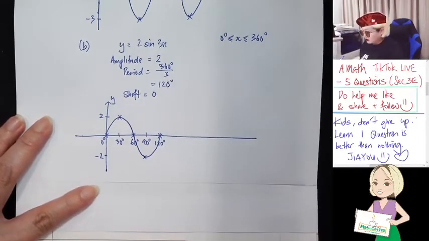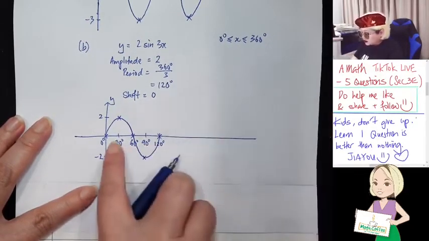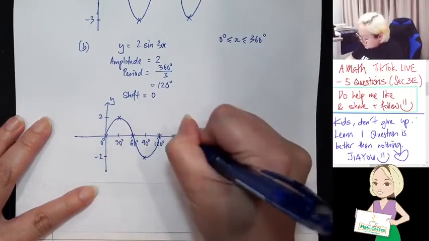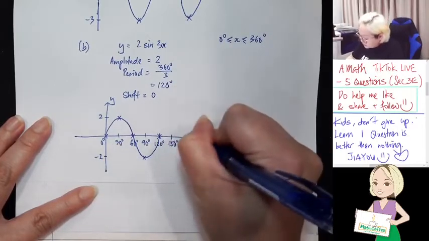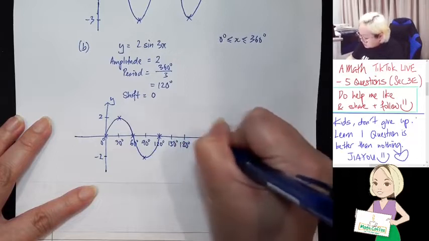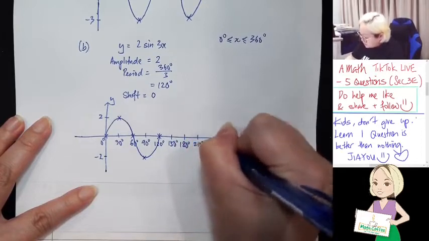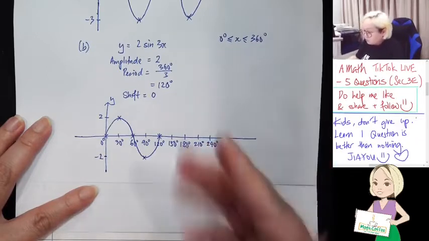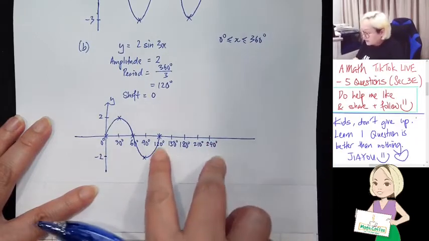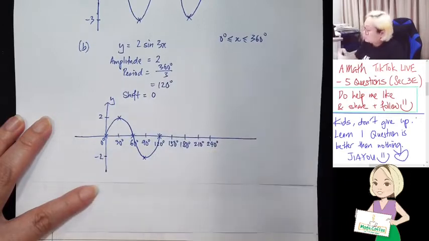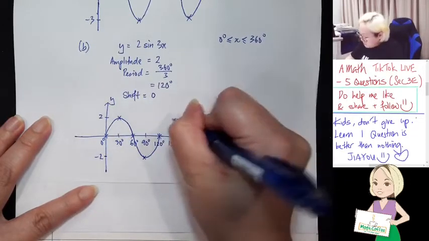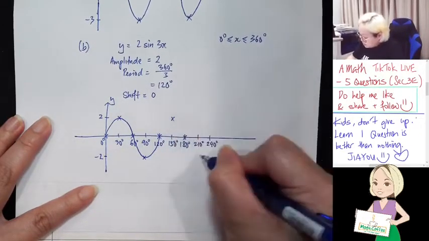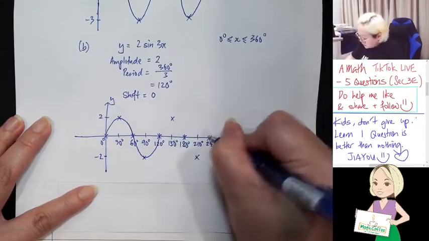Okay? Next, let's continue. So interval is 30, right? 120 plus 30, 150. 150 plus 30, 180. 180 plus 30, 210. 210 plus 30, 240. Don't finish first, because I want to draw the second cycle. 120 times 2 is 240, which makes sense. So 0, maximum, 0, minimum, and 0.